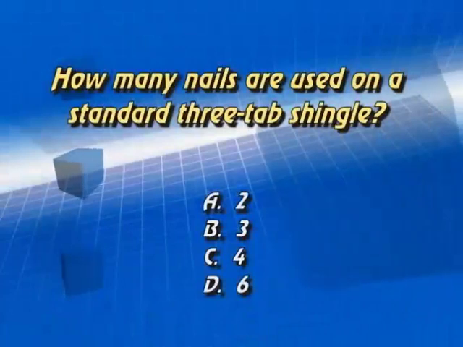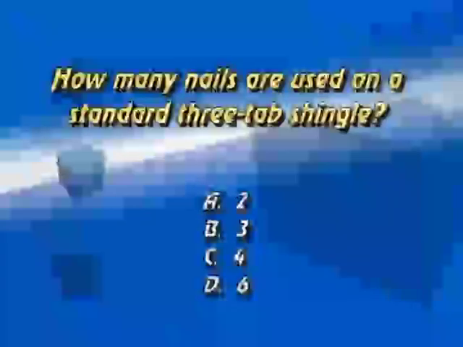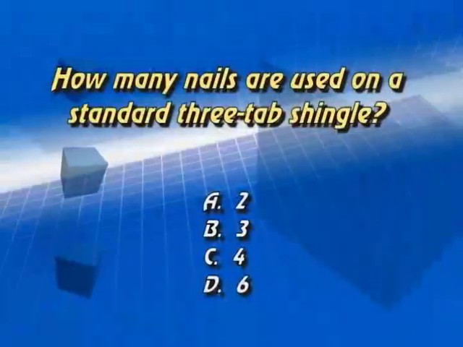Number 45. How many nails are used on a standard 3-tab shingle? Now, a 3-tab shingle, of course, is almost always 3 feet long. You put one nail at the beginning, which is at the 0 point. Then you put the next 3 nails at the 12-inch, the 24-inch, and the 36-inch point. So you end up with 4 nails. Answer being C.